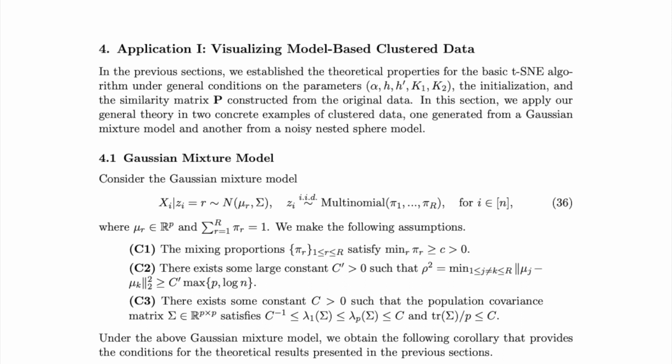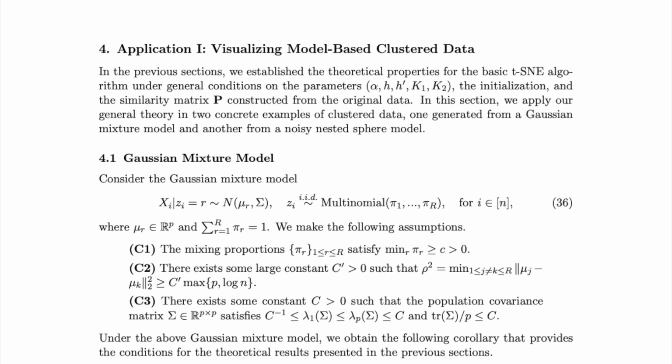Consider the Gaussian mixture model, where μ_r in R^p and the sum over r = 1 to R of π_r equals 1. We make the following assumptions. C1: the mixing proportions π_r, 1 ≤ r ≤ R, satisfy min π_r ≥ c_0.